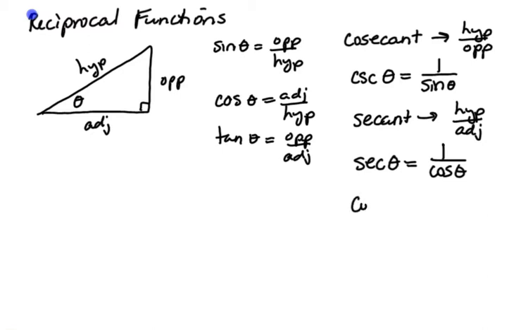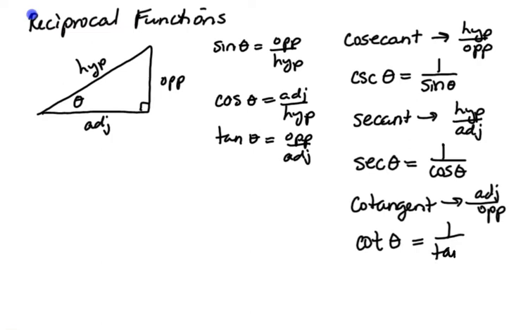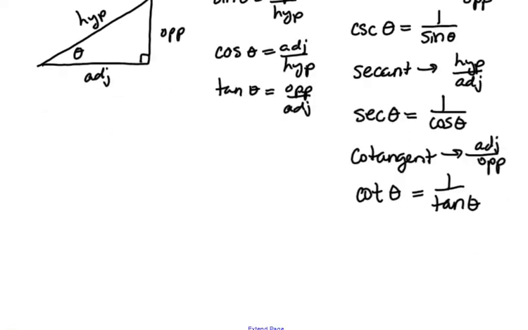The third one is called cotangent, and it does go with tangent. Cotangent then would be adjacent over opposite, or we can say that cotangent, notice the abbreviations, is 1 divided by tangent of theta. So let's just look at an example.